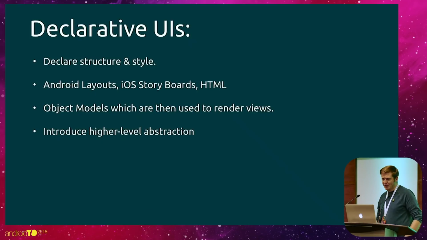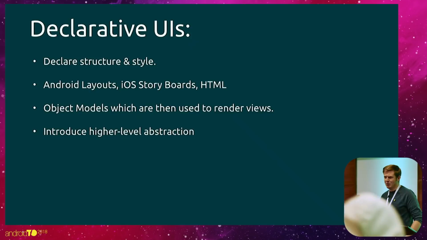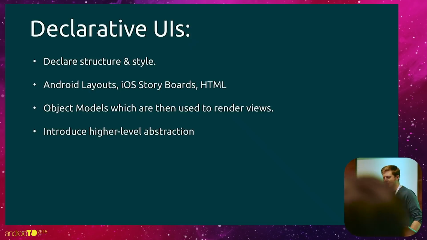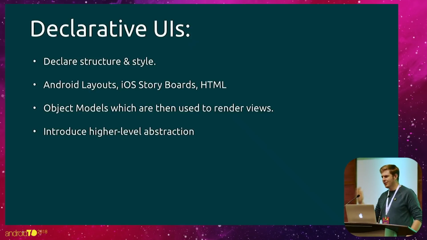The first definition I want to talk about is declarative UIs, which in my mind is the more standard way of creating views. This is to declare structure and style in a declarative way. In Android, this would be to use layouts, drawables. In iOS, to use storyboards. This would be HTML. And this is basically using object models to render things, and it tends to introduce higher levels of abstraction. You have concepts like float, of nesting, and stuff like this.